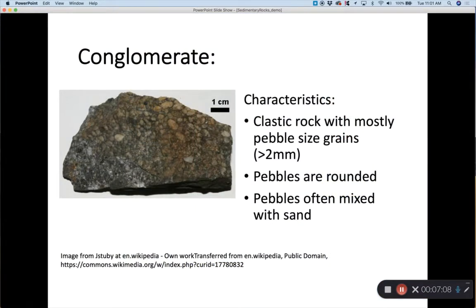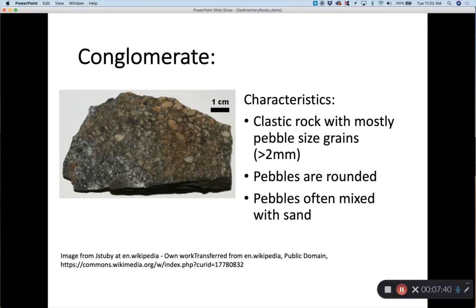So let's look at some examples of common types of sedimentary rocks. A very common type of sedimentary rock is a conglomerate, and conglomerates are very easy to recognize. A conglomerate is a rock that's made up primarily of pebbles, cemented together, and typically there's some sand mixed in with the pebbles. There are conglomerates that are pure pebbles, but usually there's a mix of the two. The pebbles in a conglomerate are rounded, which means they have smooth edges. They don't have sharp edges.